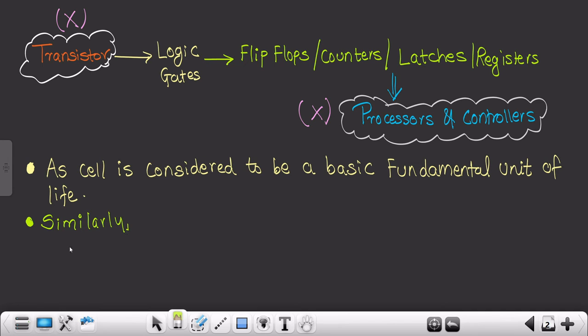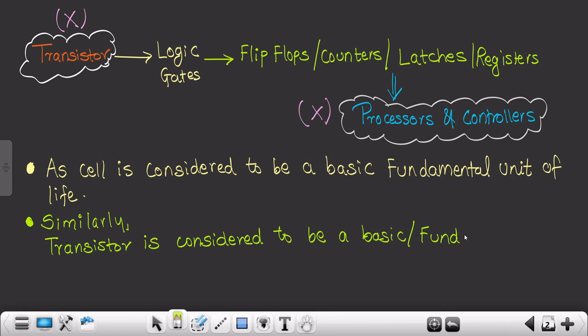Similarly, in any electronic device, the transistor is considered to be a basic or fundamental unit of any electronic device. I know this sounds a little confusing right now to you all. I will clear this particular thing.